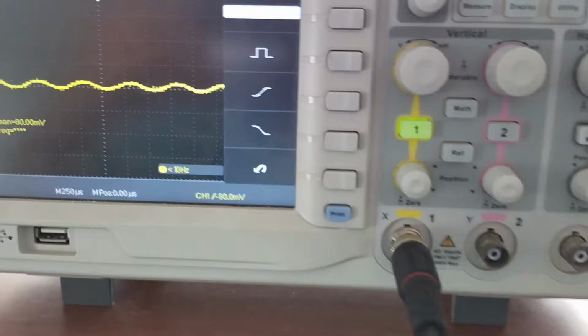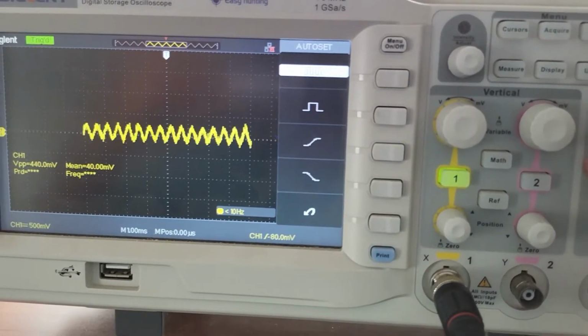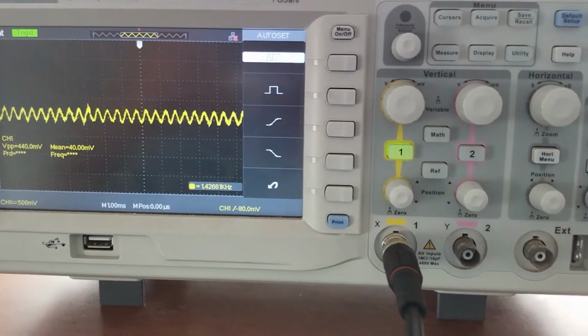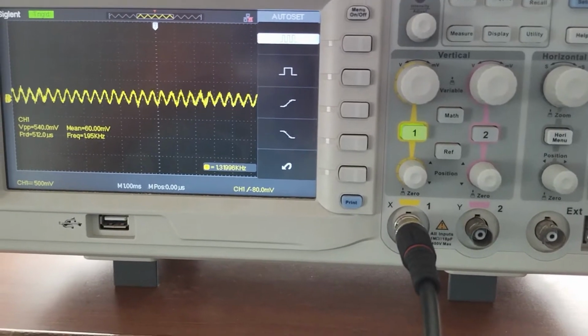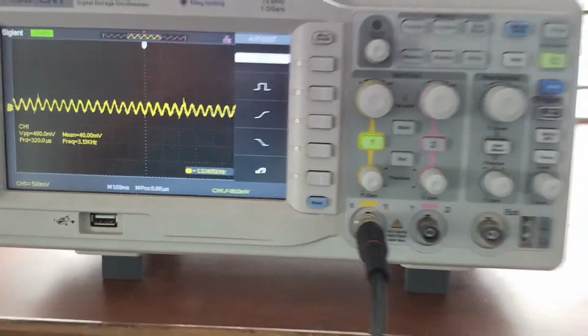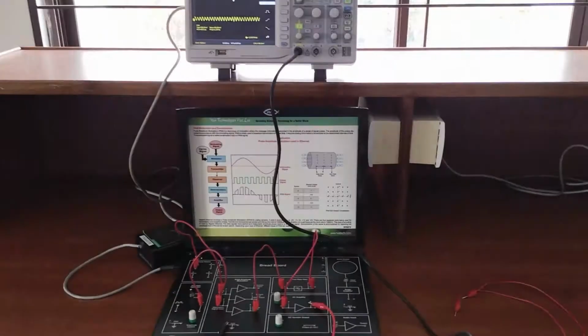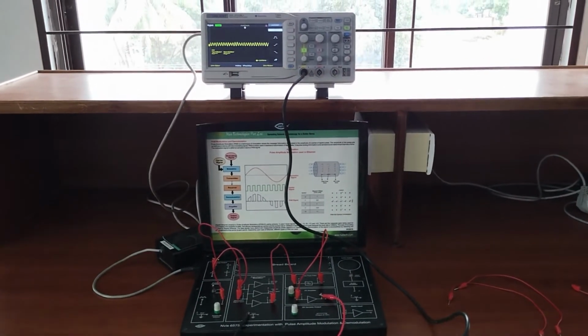We will get the original recovered message signal, so which is nearly equal to the given function generator message signal frequency. So this trainer kit will give the PAM modulation and demodulation.